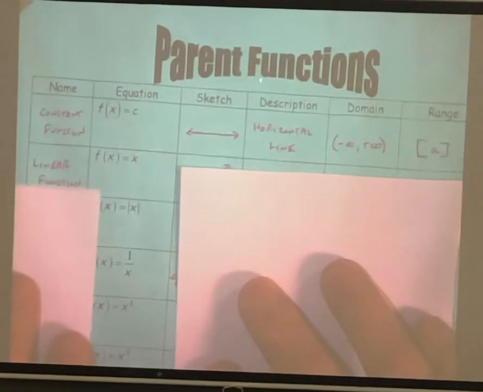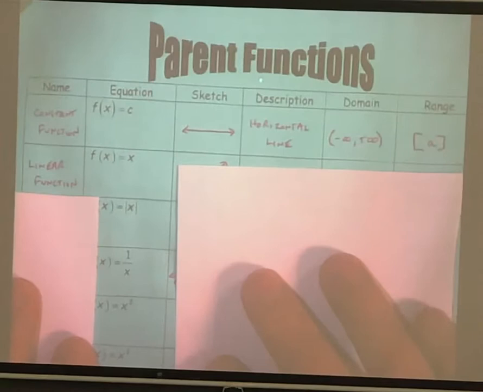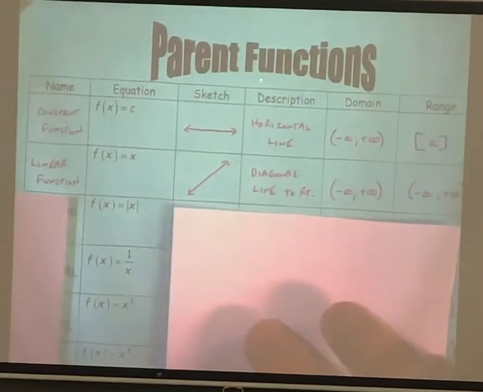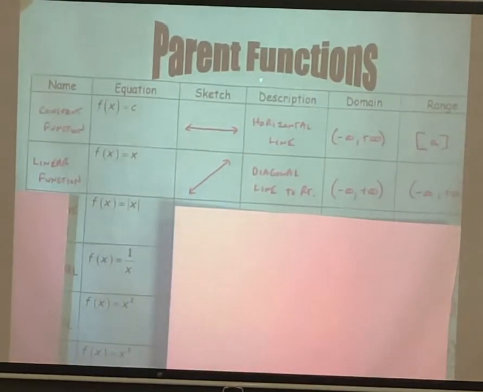Okay, our second one is just a linear function, which you've been doing since Algebra 1 class, or maybe even pre-algebra. Its look is we're going from bottom left to upper right, a diagonal line going upwards towards the right. Domain is going to be negative infinity to positive infinity for both the domain and the range.